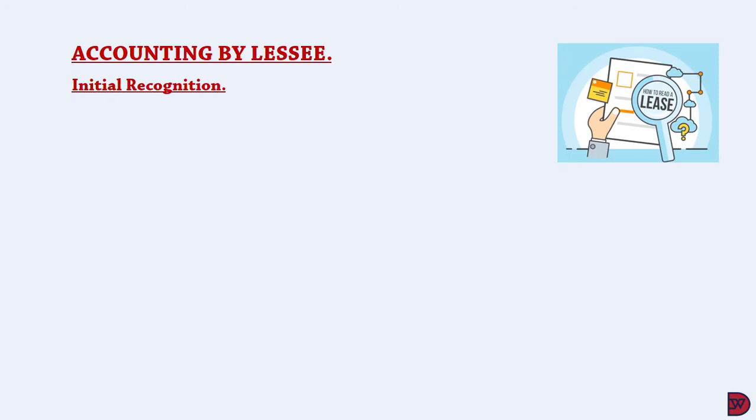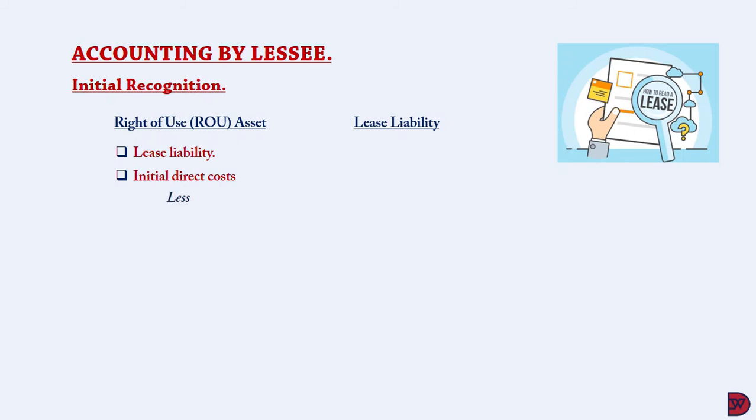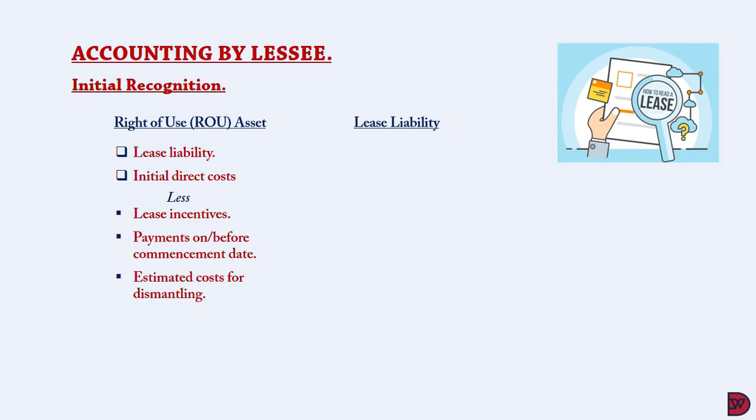Okay, now at the lease commencement, a lessee recognizes a right of use asset and a lease liability. The right of use asset is initially measured at the amount of the lease liability plus any initial direct costs incurred by the lessee. Now, adjustments may also be required for lease incentives. So, a lease incentive is normally a payment from the lessor to a lessee, something like a payment to entice the lessee to take up the asset, payments on or prior to commencement date, and estimated cost for dismantling.